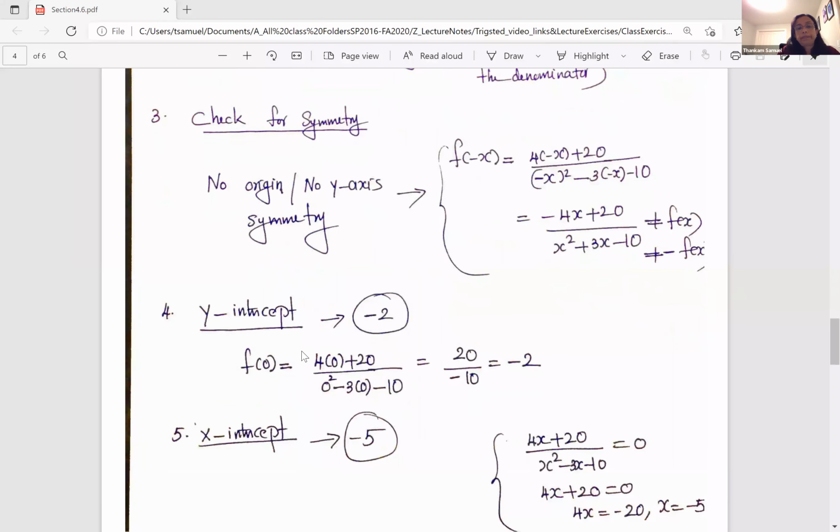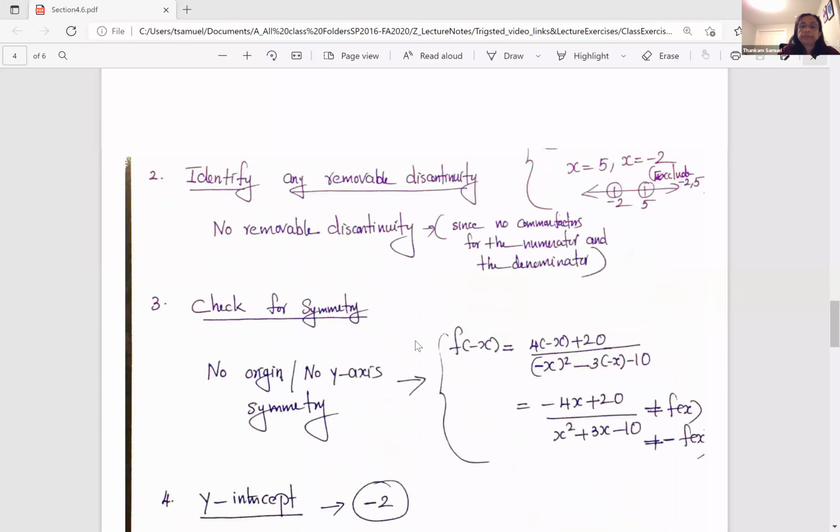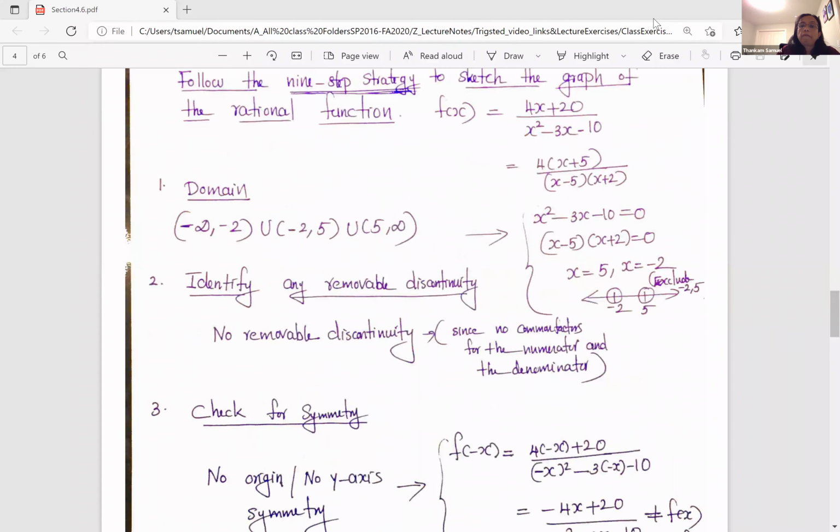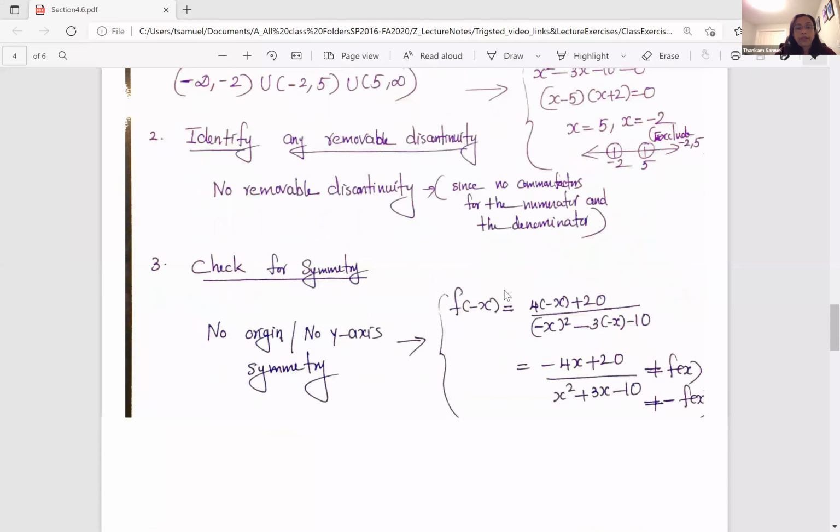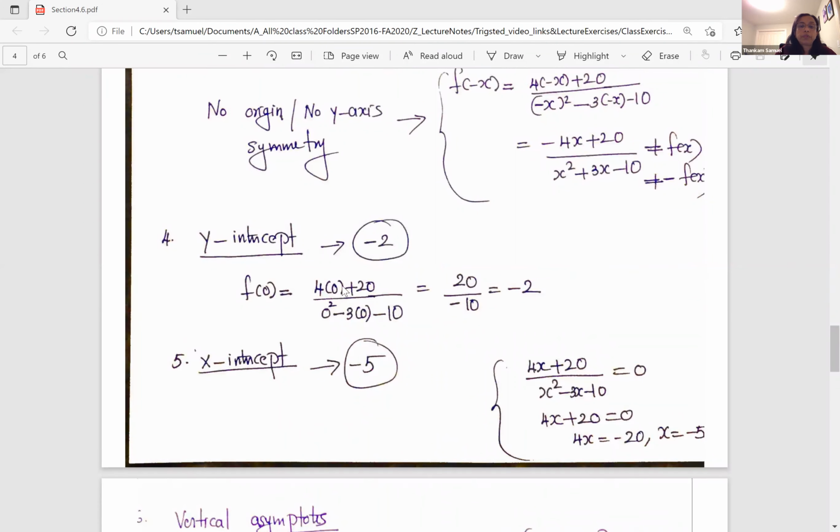The next step is to find the y-intercept. Our given function is (4x plus 20) over (x squared minus 3x minus 10). To find the y-intercept, set x equals 0 in the given function. When you set x to 0, all the x terms become 0. So we have 20 divided by negative 10, which is negative 2.